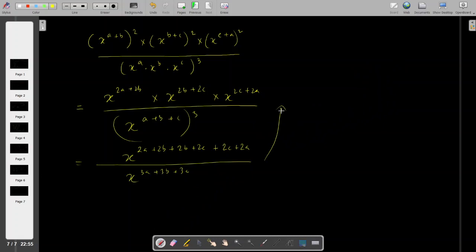So x to the power, see how many a's are there? 2a plus 2a, that will be 4a. So x to the power 4a plus 4b, okay, obviously 4c, by x to the power 3a plus 3b plus 3c. So what will be your answer? Simple. You can just put it like this also.